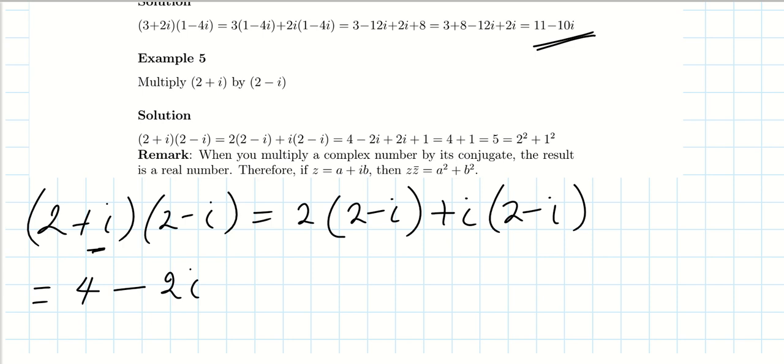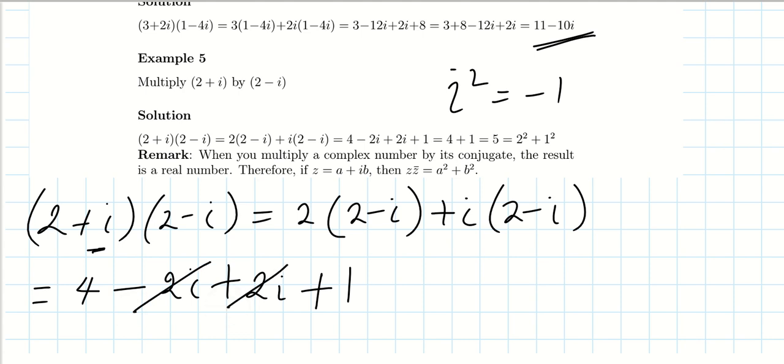I times 2 plus I times 2, we have plus 2i. Then plus times minus is minus. I times I is i squared, and i squared is the same thing as minus 1. So minus times minus here is plus, so there we have plus 1 here. You can see that minus 2i plus 2i is gone. So we have 4 plus 1, which is equal to 5.